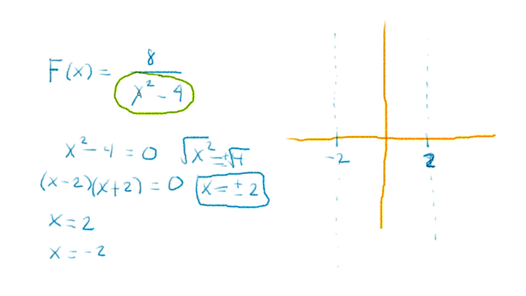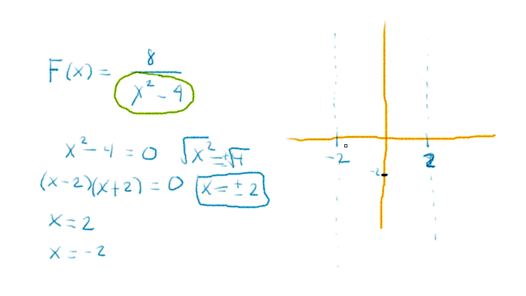If I plug 0 in down here, we end up with 8 over negative 4. Simplify that down, you get negative 2. So we're going to say that negative 2 is right here. So that means that the graph crosses right here.